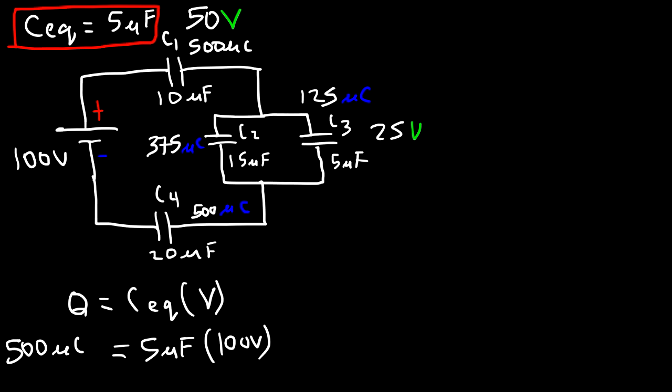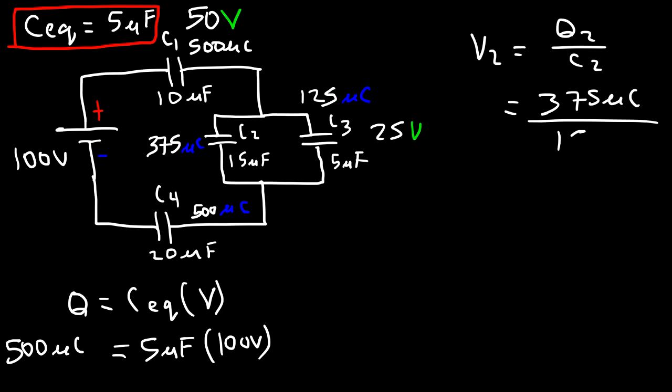Now notice that C2 and C3 are in parallel with each other, which means they should have the same voltage. So to calculate the voltage across C2, it's going to be V2, which is Q2 divided by C2. So that's 375 microcoulombs divided by a capacitance of 15 microfarads. So 375 divided by 15 will give us the same voltage of 25 volts.